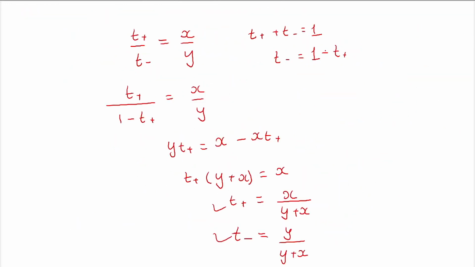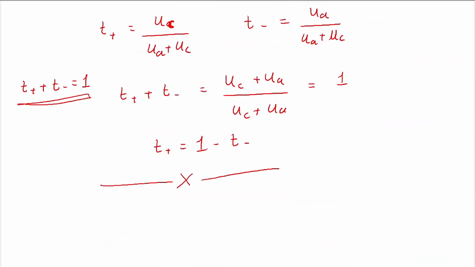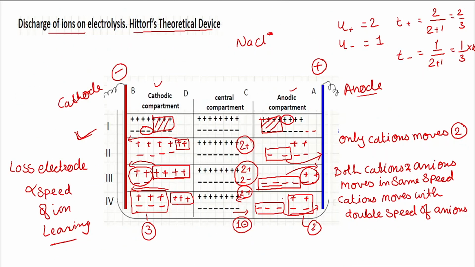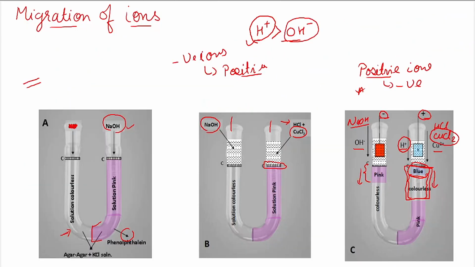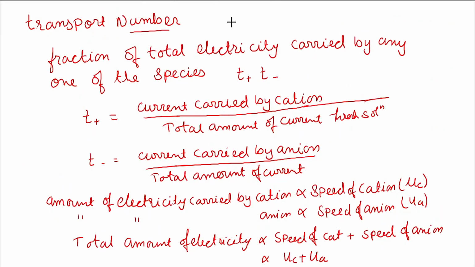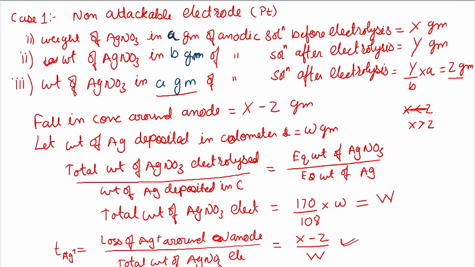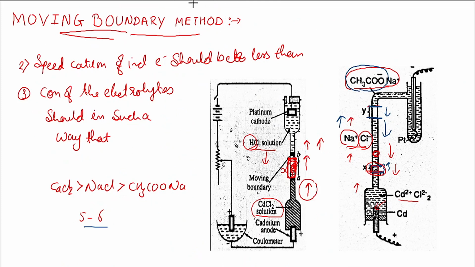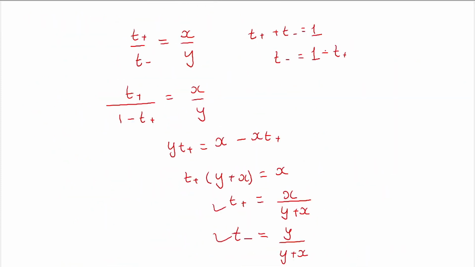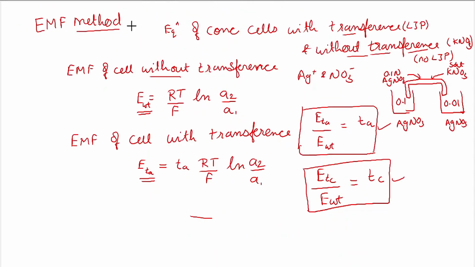So far we have discussed transport number, starting with the migration of ions. We have understood the migration of ions and seen Hittorf's theoretical device. Then we determined the transport number by Hittorf's method, then by the moving boundary method, and then we saw the determination of transport number by ionic mobility and by the EMF method.